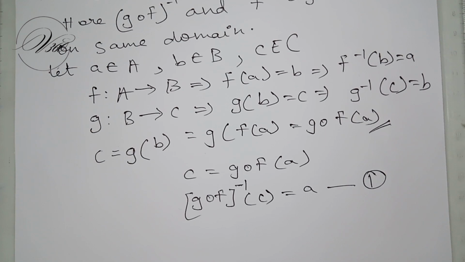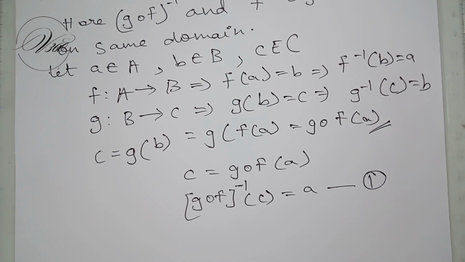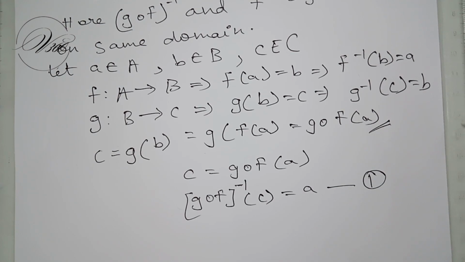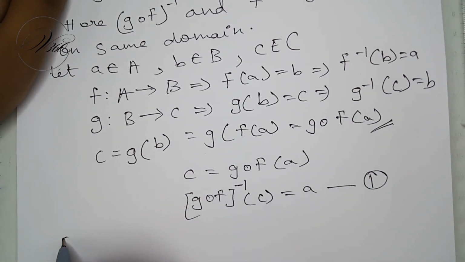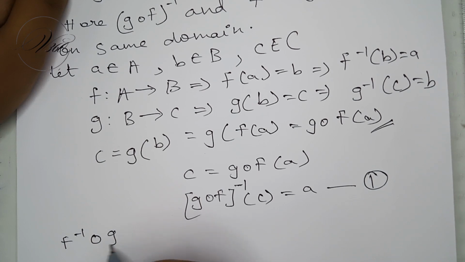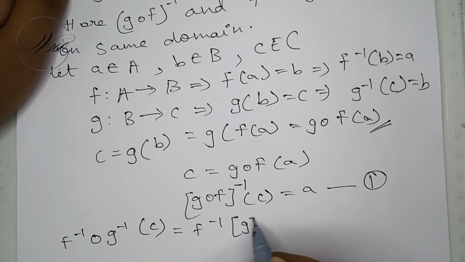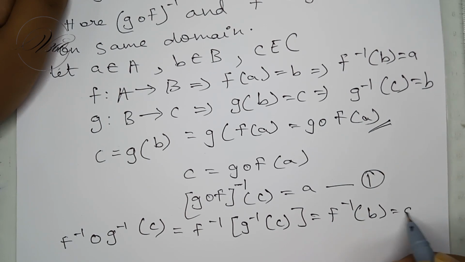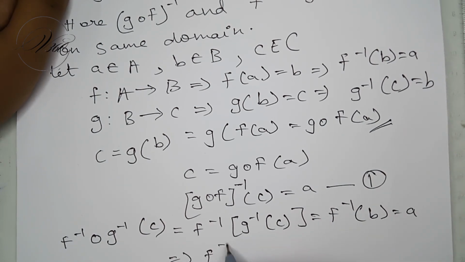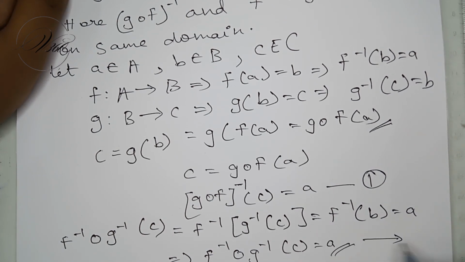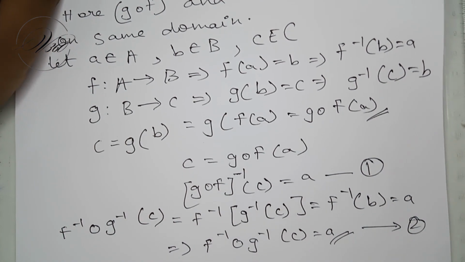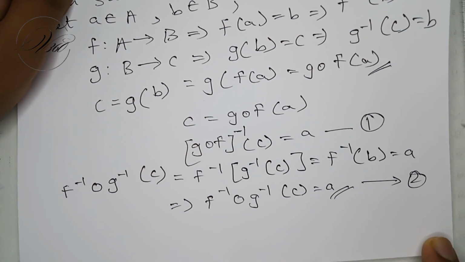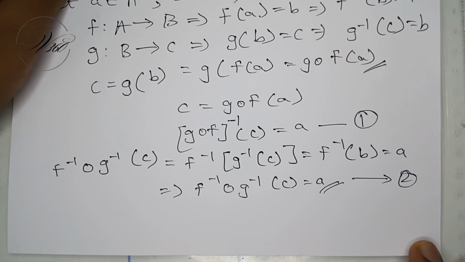Okay, now we will do the second equation. How it will come, I will show you. To get the second equation, we should find out F inverse O G inverse of C is equals to F inverse of G inverse C, right? Now F inverse B is equals to A. Now F inverse O G inverse of C is equals to A is the second equation. I think now you can see clearly.